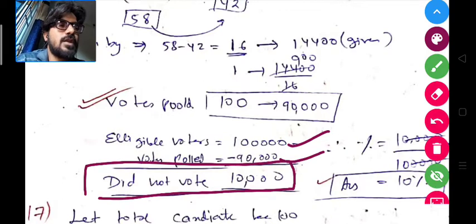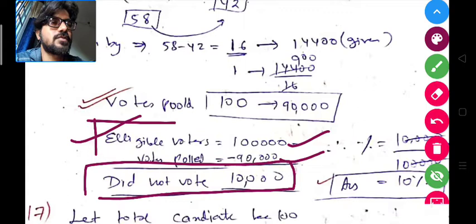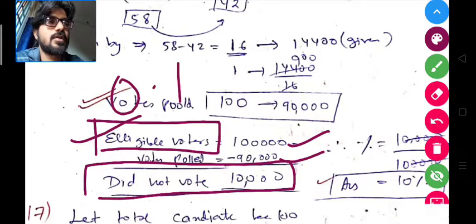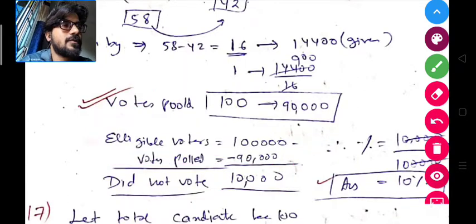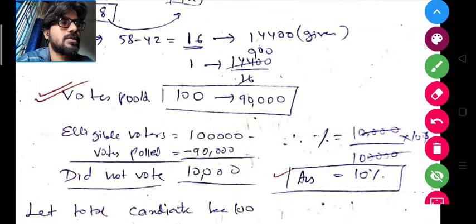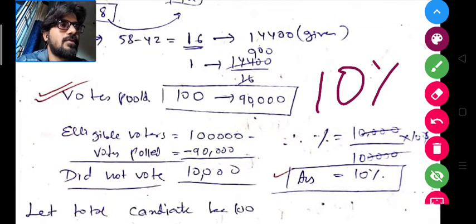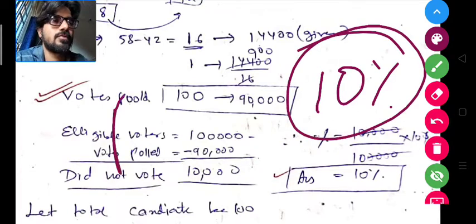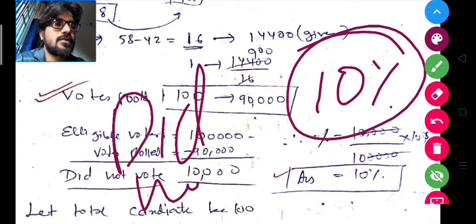Then you have to calculate it in percentage, what percentage of people did not vote out of the eligible voters. Remember, this was the original quantity, given in the question. So out of 1 lakh, the 10,000 becomes 10%, so 10% of people did not vote is the answer.